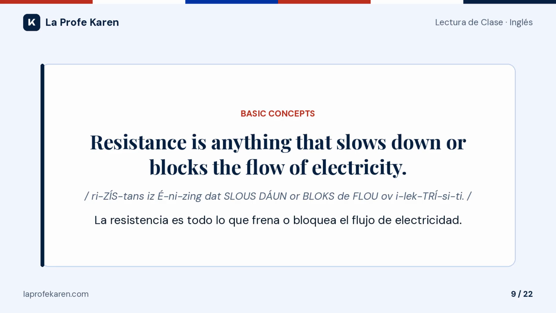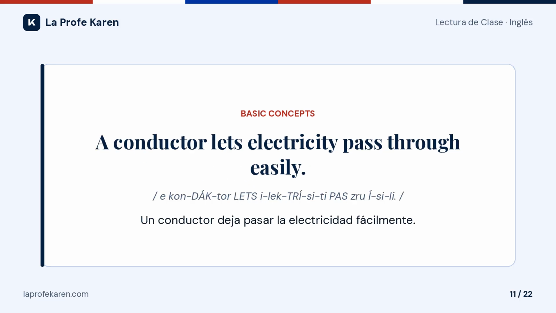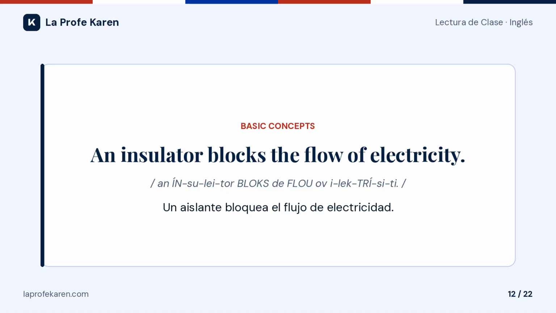Resistance is anything that slows down or blocks the flow of electricity. We measure resistance in ohms. A conductor lets electricity pass through easily. An insulator blocks the flow of electricity.